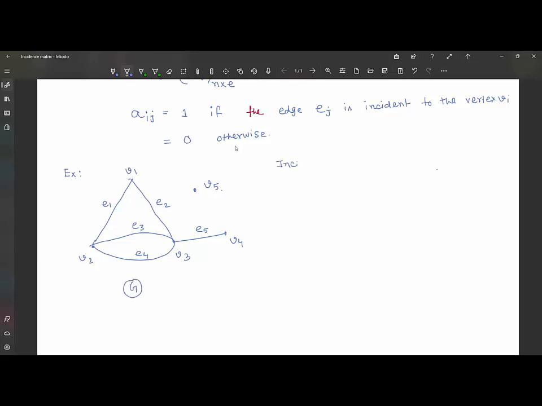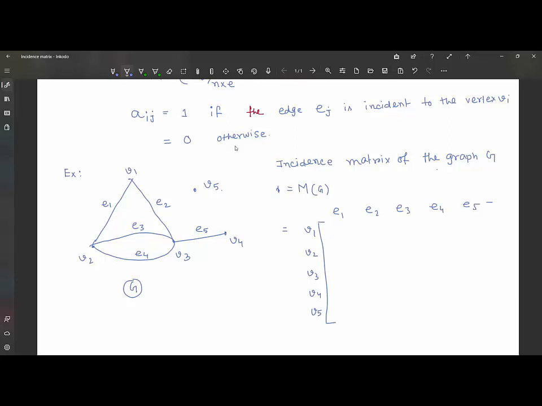The incidence matrix of the graph G is equal to M of G, and just write this matrix in this way: row-wise you will take the vertices V1, V2, V3, V4 and V5, and in the columns you will take the edges E1, E2, E3, E4 and E5.